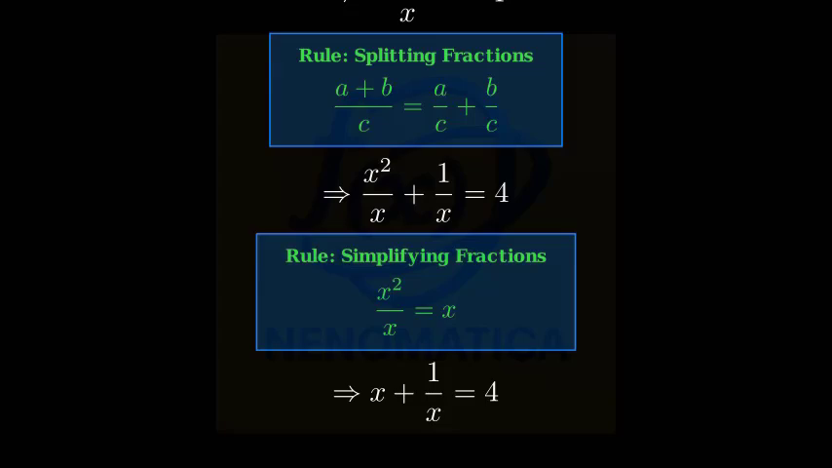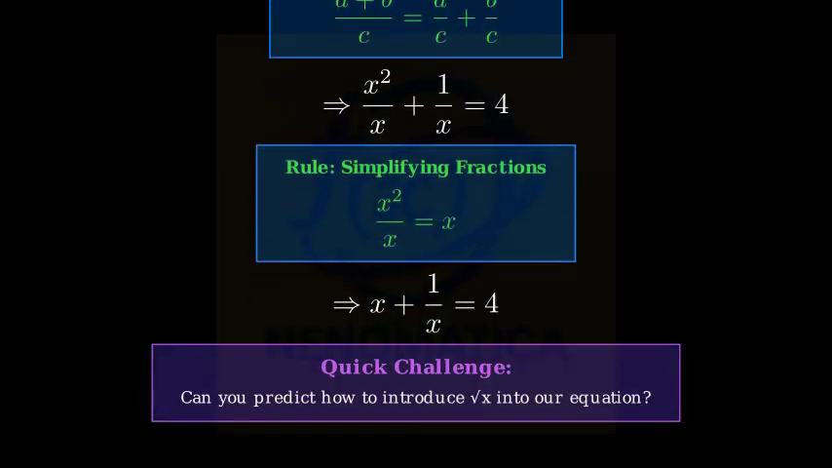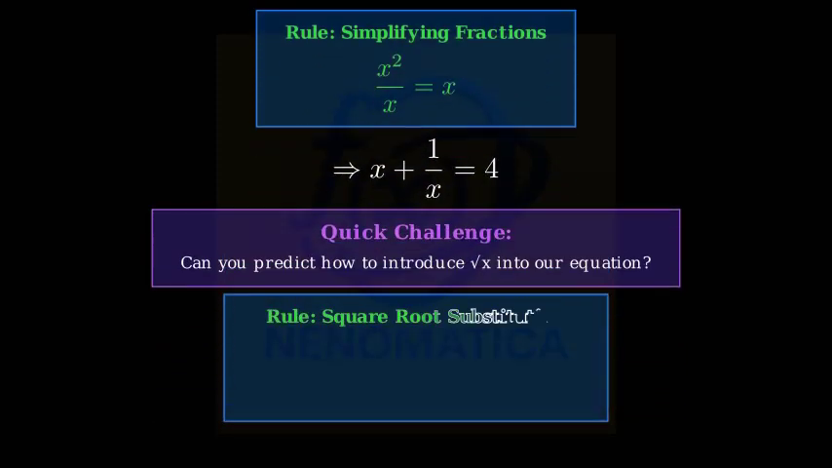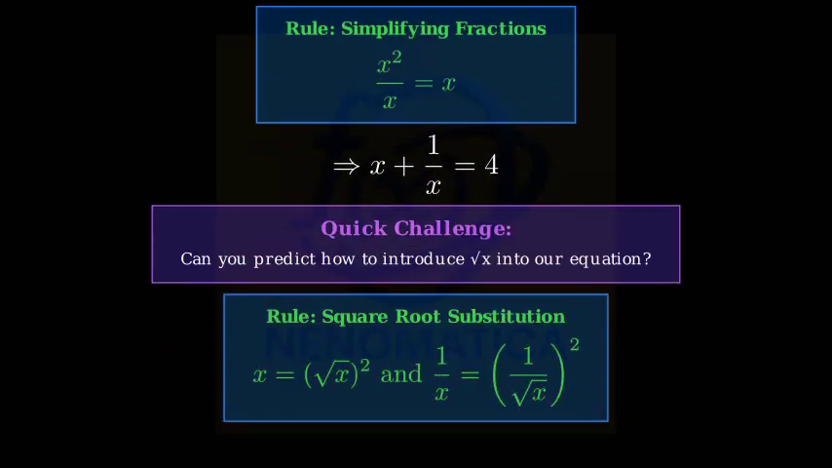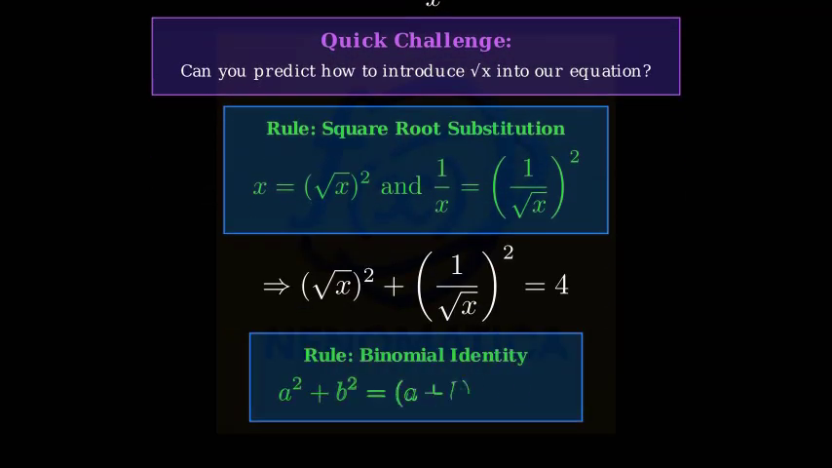This is a key step that will help us later. Here's a challenge for you. Can you think of a way to connect this expression to our target expression involving square root of x? The trick is to rewrite our terms using square roots. We can rewrite x as square root of x squared and 1 over x as 1 over square root of x squared. Now we'll use an important algebraic identity.